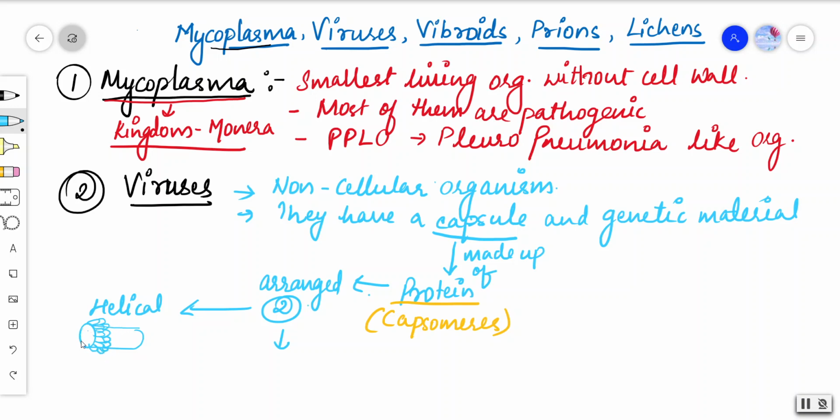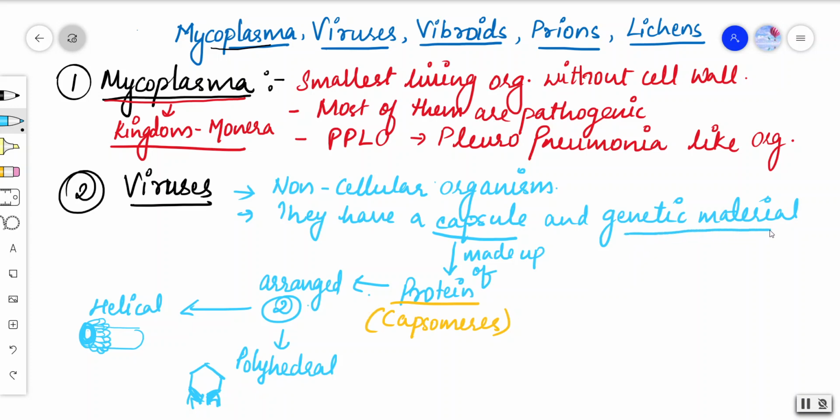And inside it there is the genetic material. The other one is the polyhedral structure. Polyhedral structure is something like this. They have a head type structure, and here is the arrangement of the proteins. So this is the polyhedral structure. Proteins are arranged in two types, that is helical and polyhedral structure.